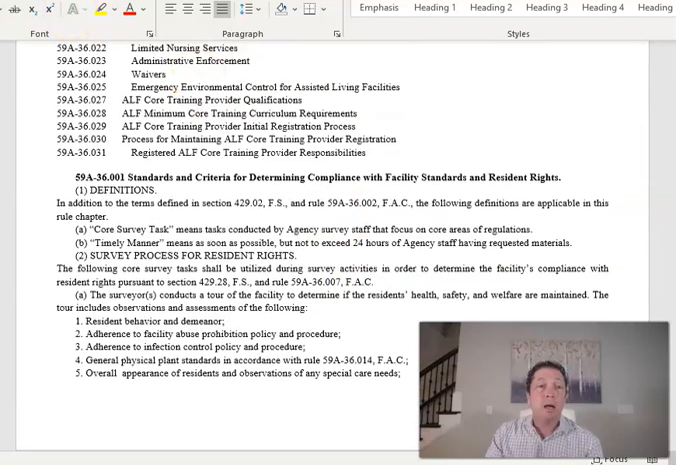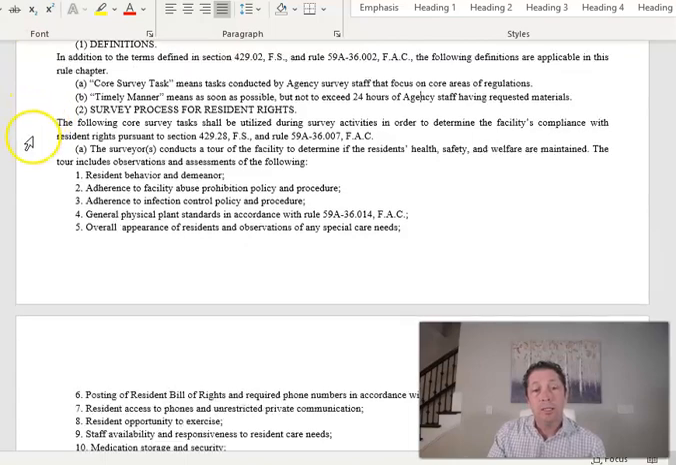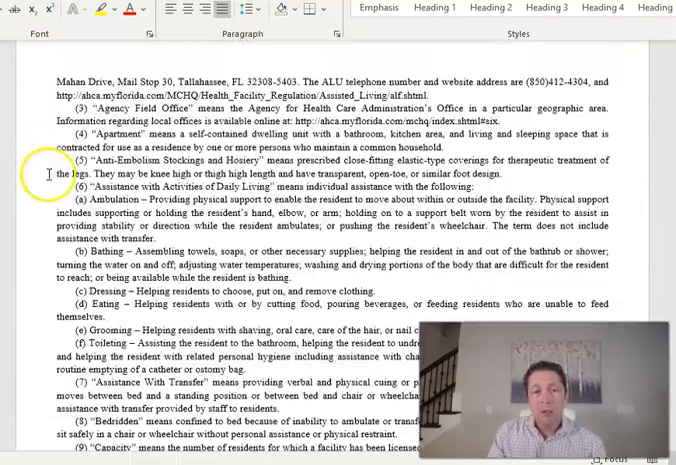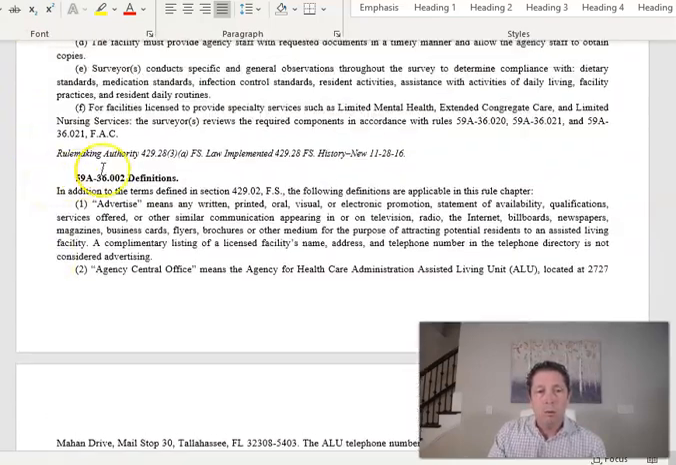Go ahead and click next down below, and we're going to go into the definitions. It's good to know the definitions, okay?